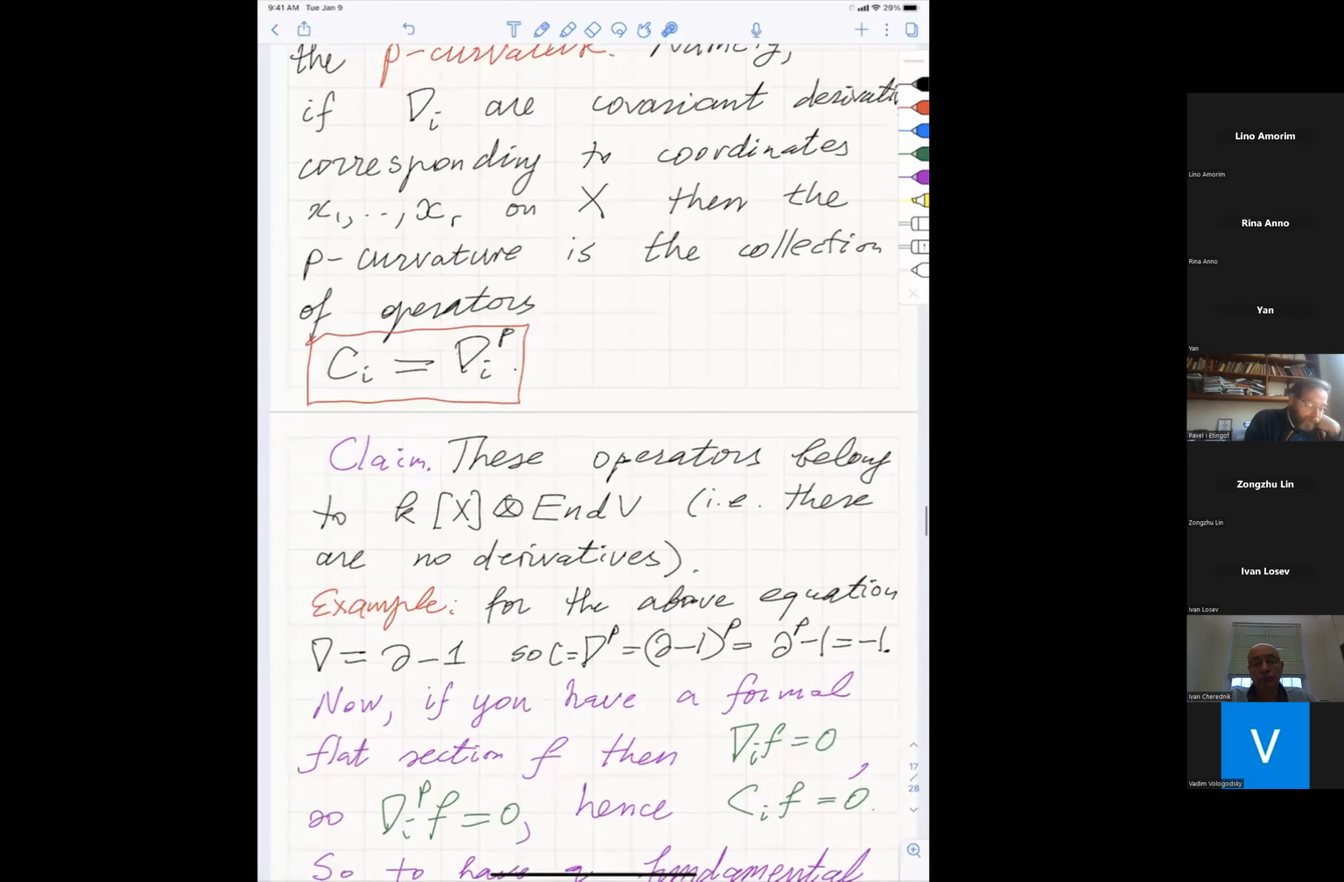So for example, for the above equation, the connection operator is d minus 1 for the exponential function. So the p-curvature is nabla to the p, which is (d minus 1) to the p, which in characteristic p is d to the p minus 1, and d to the p is 0, so it is just minus 1.